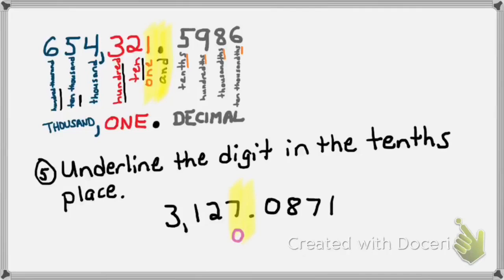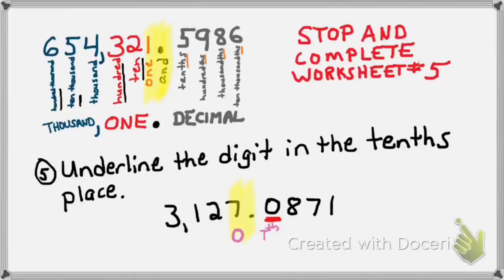Well, after the ones comes the tens or the tenths. And guess what? I just found the tenths column, so that's the digit I'll underline. The 0 is in the tenths column. Please stop the video and complete worksheet number 5 right now.